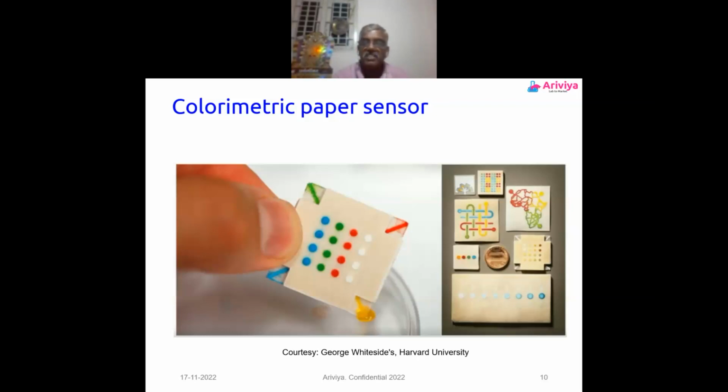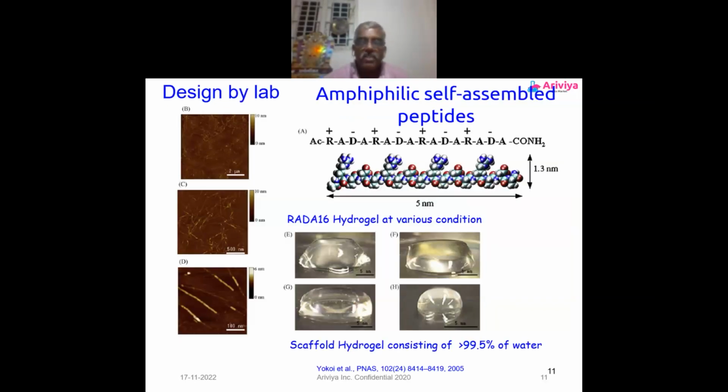Then one more thing, which is from our laboratory. We have designed a peptide with arginine, alanine and aspartic acid amino acids for hydrogel preparation. This hydrogel is named RADA16.